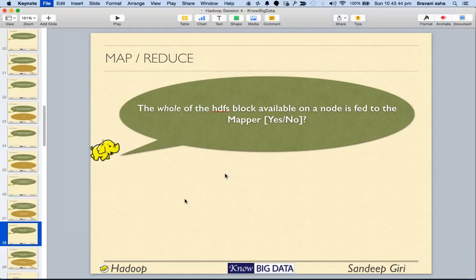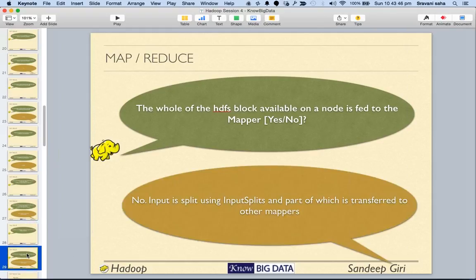All right. Good, good. So Vikas is correct in this sense. No, the whole file is not provided to your mapper. If you remember, the way we were giving the data as input to the mapper was line by line. Imagine this: half of the line is on one machine and half of the line is on another machine. So feeding half of a line to one mapper will not make any sense.